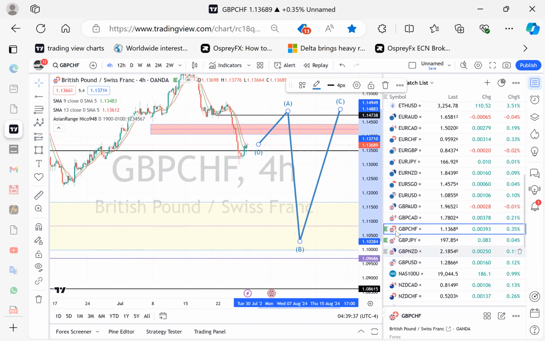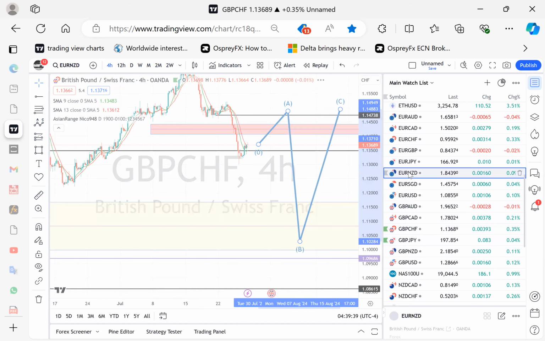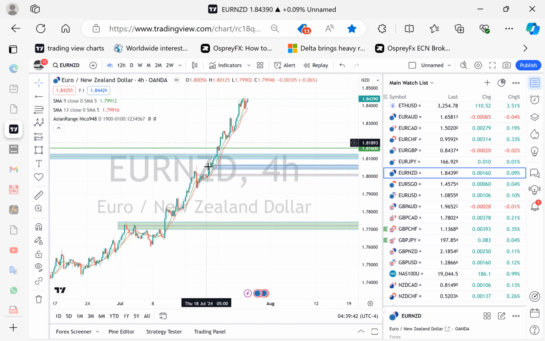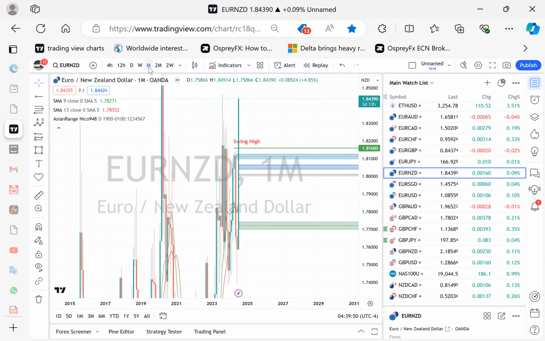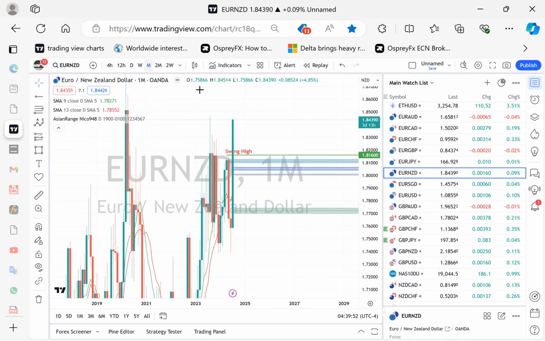And maybe if you don't want to do another GBP, maybe you can do a euro pair or a dollar pair or whatever the case may be. Now, I clearly, if I see this, I know we're going to have a monthly bullish order block. This thing has been going straight up. Yeah, this is a gorgeous trade setup.